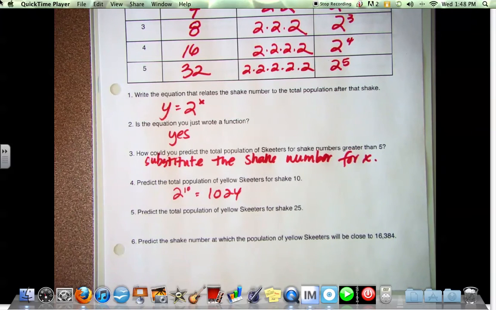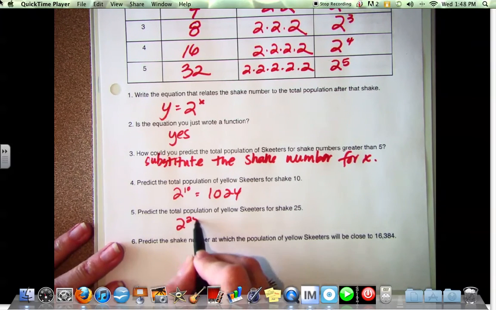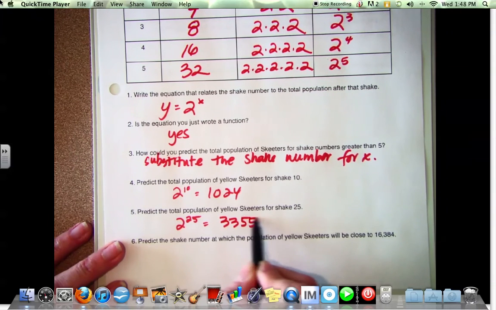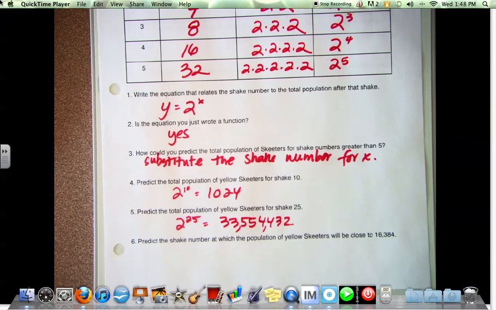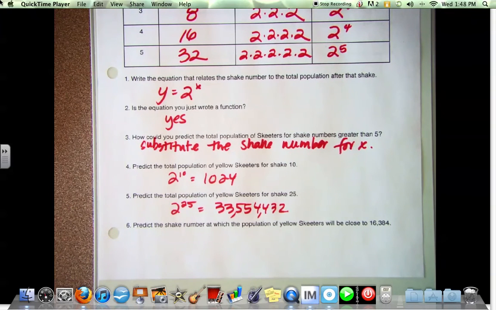Predict the total population of yellow skeeters for shake 25. So that would be what? 2 to the 25th. 2 to the 25th, which gives us? Okay, I got this. 33,554,432. Is that what you guessed, Mason?